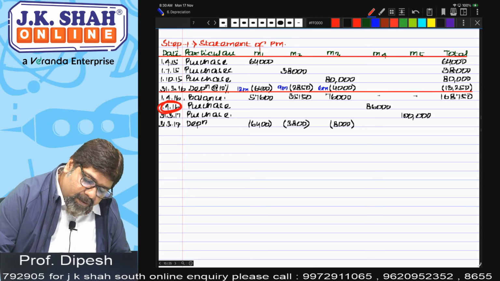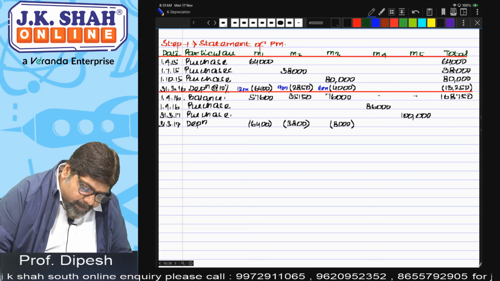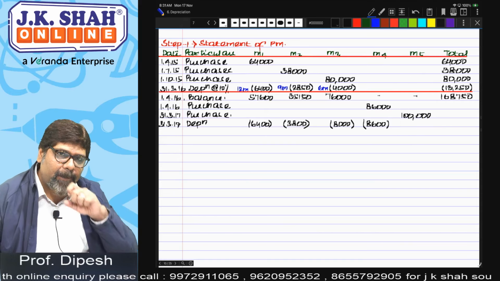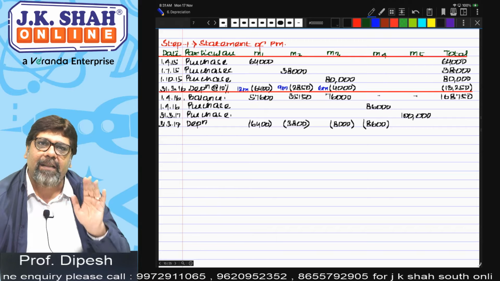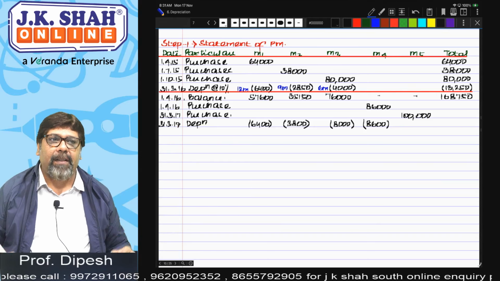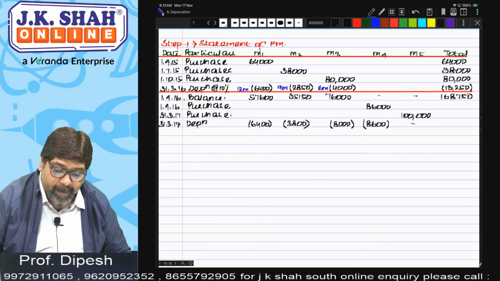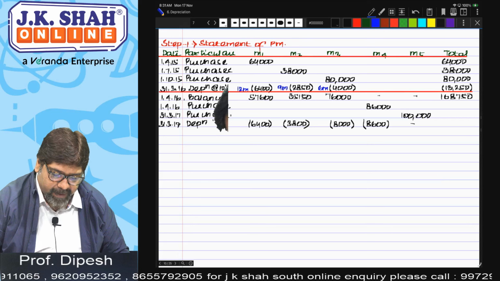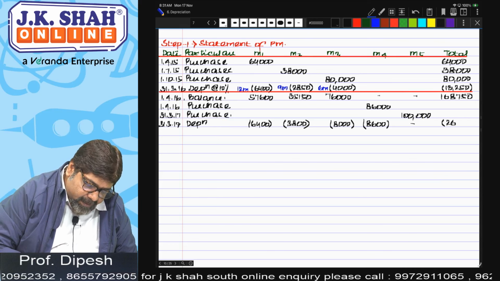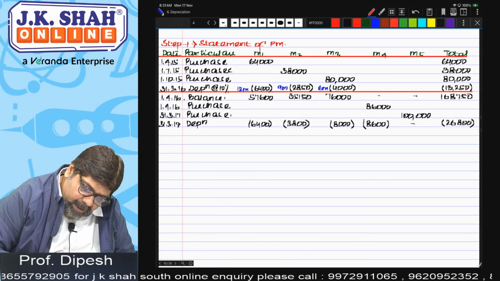On machine 4, you will charge full 12 months' depreciation, because you purchased on 1/4/16. So on this 86,000, full 12 months' depreciation is 8,600. And on the last 1 lakh you will not charge depreciation, because you purchased the asset on the last date. No depreciation. So total depreciation is 6,400 plus 3,800 plus 8,000 plus 8,600, which is 26,800. Correct? Yes.